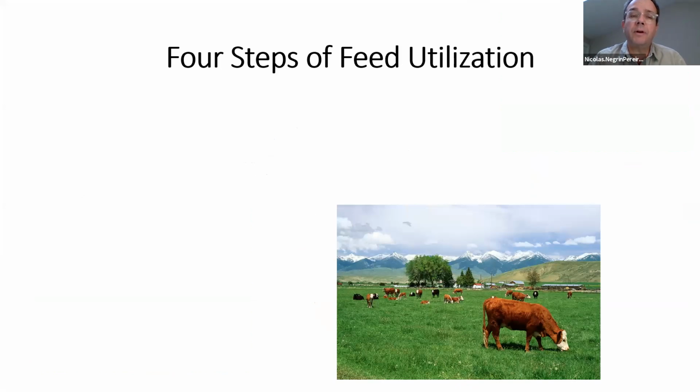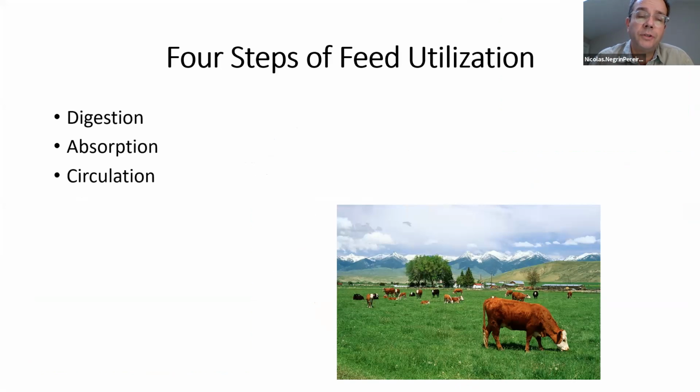So finally, as a roundup, the 4 steps of feed utilization are digestion, absorption, circulation, and metabolism. So in our next lecture, we'll be talking about this whole process.